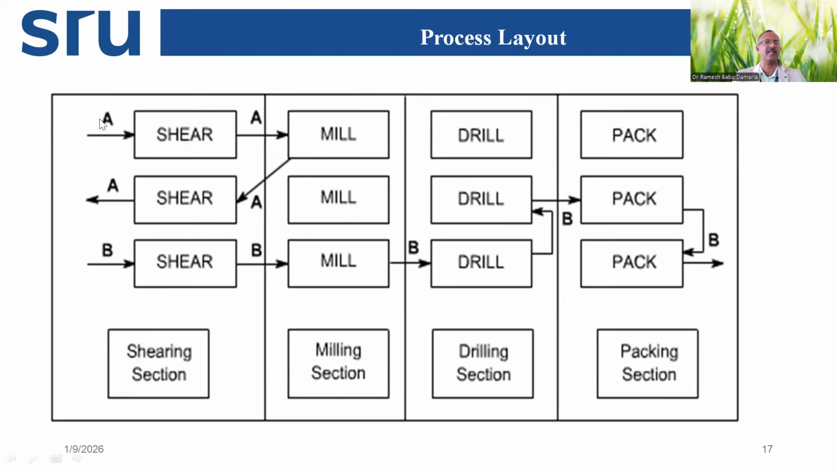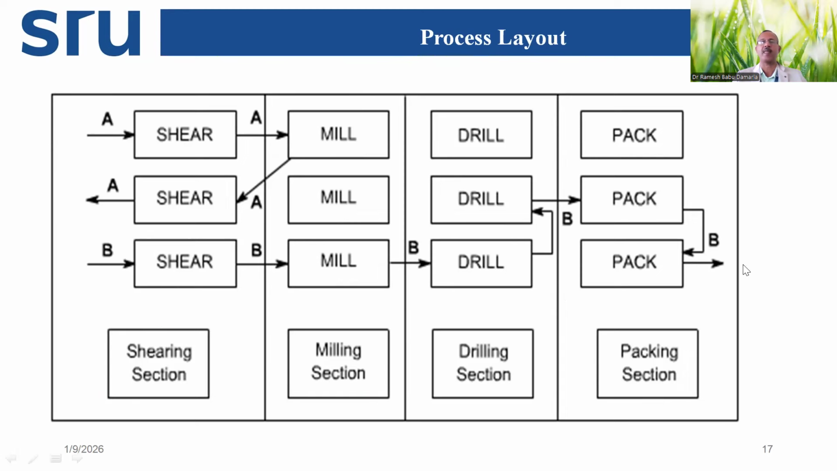Say product A. Product A raw material goes to shearing machine, then it moves to milling machine, then it goes to again shearing machine, and A comes out as a product. Now let us take another product B. Raw material for B product is a different operation. Enter shearing machine, shearing is done, milling machine, milling is done, drilling machine, drilling is done, another drilling operation on another machine is done, then packing machine, another packing machine out.